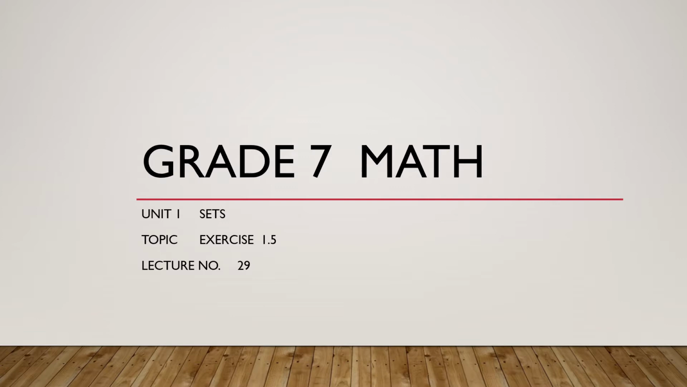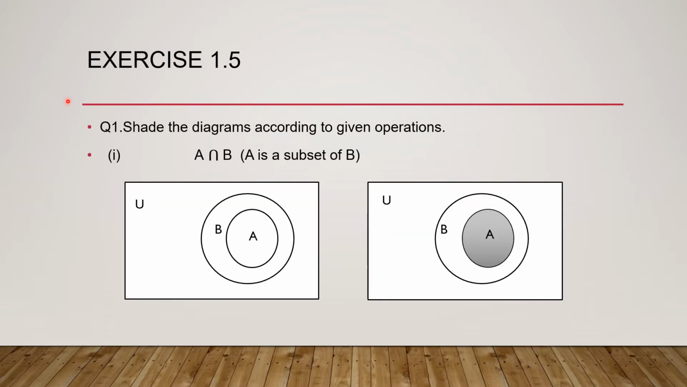Dear students, in the previous class we learned how to draw a Venn diagram of A union B, A intersection B, similarly complement and difference of two sets. Today we will start, inshallah, our Exercise 1.5 and we will try to complete it. Exercise 1.5, question number 1. Shade the diagrams according to the given operations.